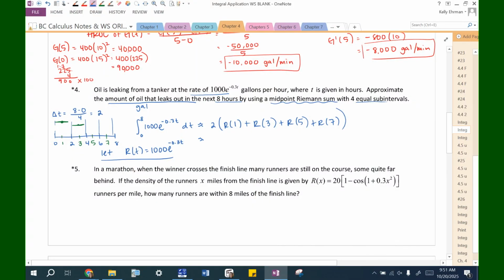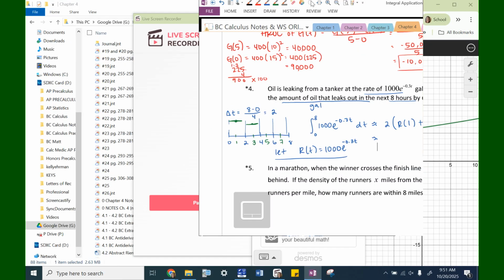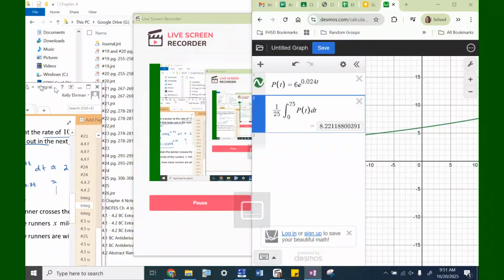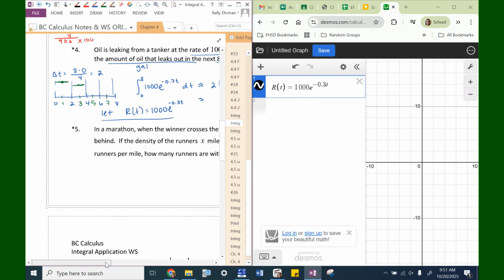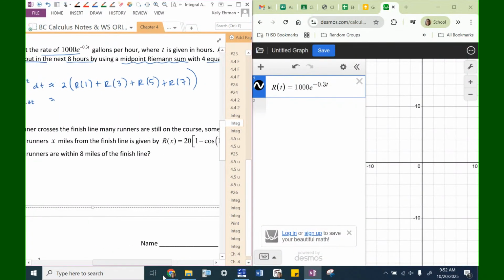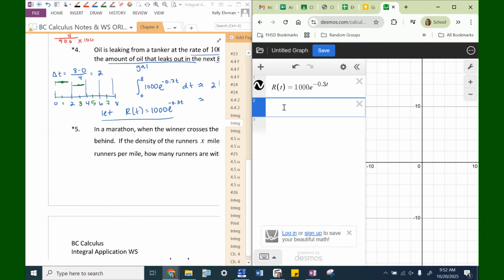Okay, and I'm going to go over to my calculator to see what this comes out to. In my calculator, I'm going to again say r of t equals 1,000 e to the negative 0.3t. I want to double check that I have the right equation. Yep. Okay, so this was 2 times r of 1 plus r of 3 plus r of 5 plus r of 7.